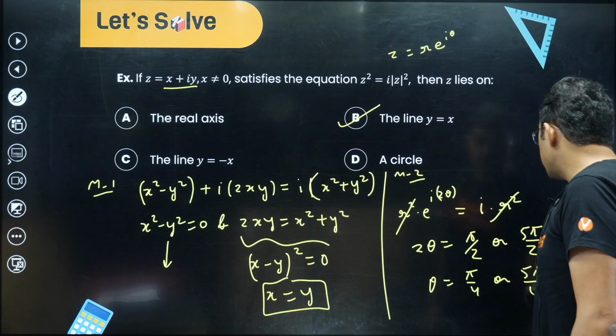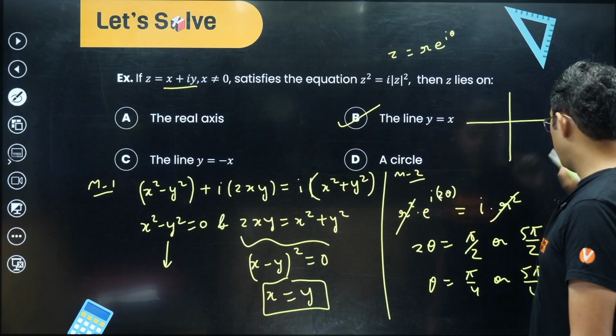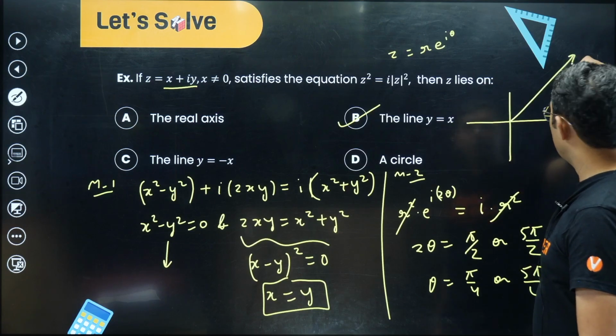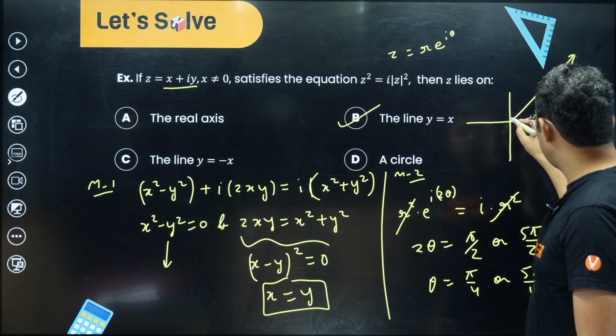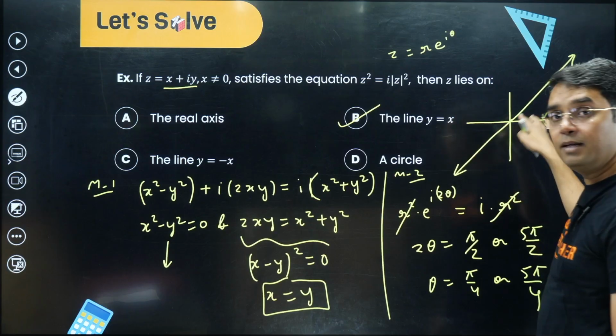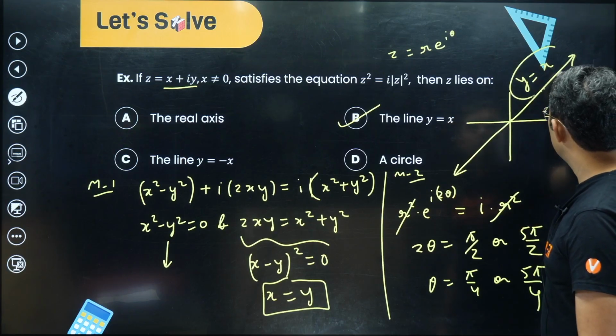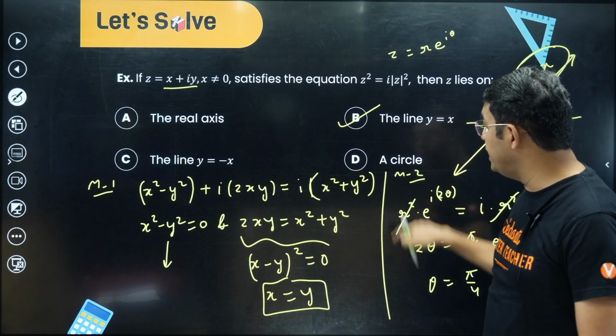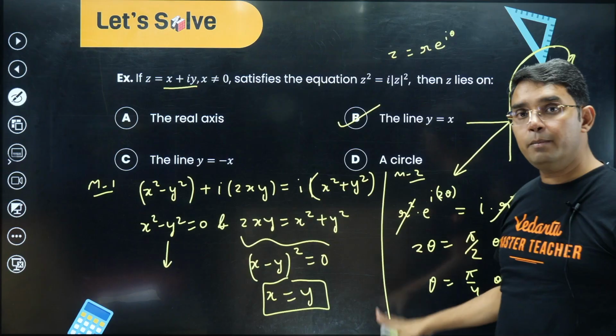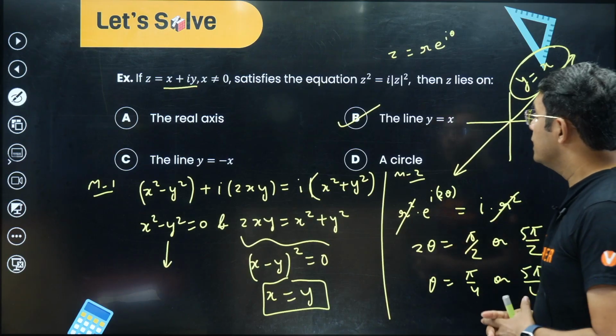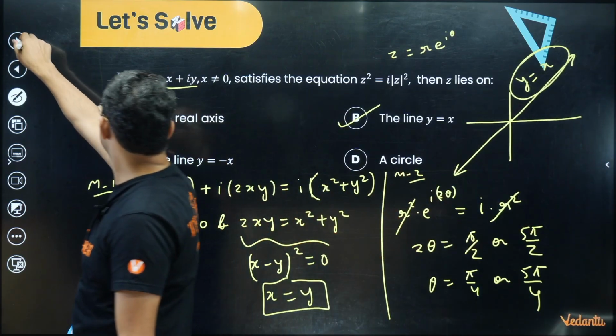But the interesting thing here is that whether you take pi by 4, it lies along this line, and if you take 5 pi by 4, it lies along this line. So both are actually y is equal to x. So the answer of this question will be B only, from both the methods you have seen. Okay, now coming to the next question.